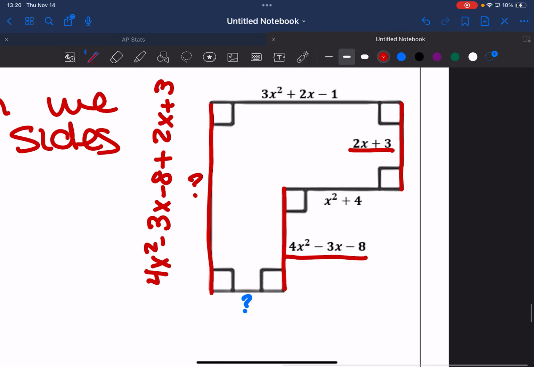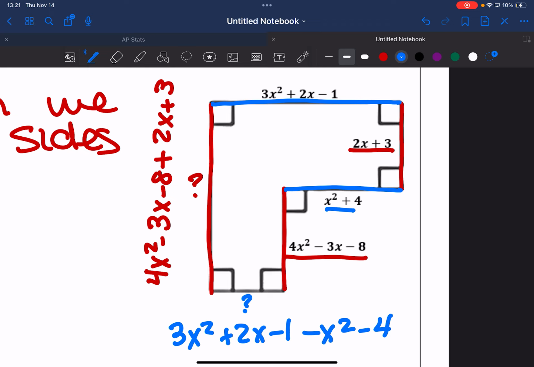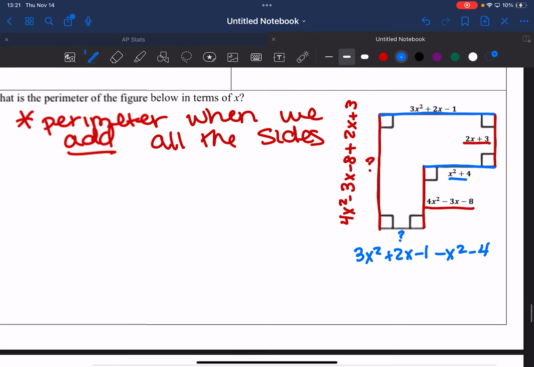And then for that other missing side, notice it's the same as taking this long side and subtracting this short side, so using these two terms. So we have 3x squared plus 2x minus 1, and since we're subtracting, we need to make sure we're giving that minus sign to both the x squared and the positive 4, so minus x squared minus 4. Now we have all the sides, so we can add them together.